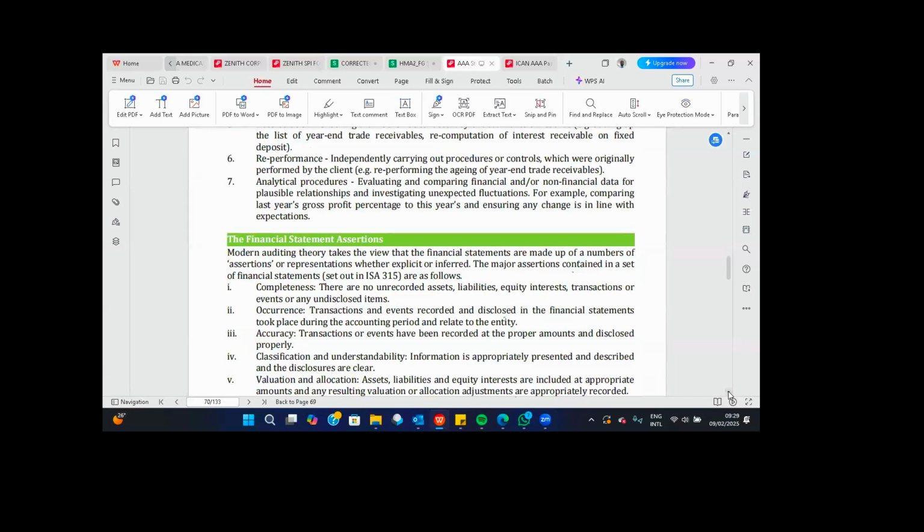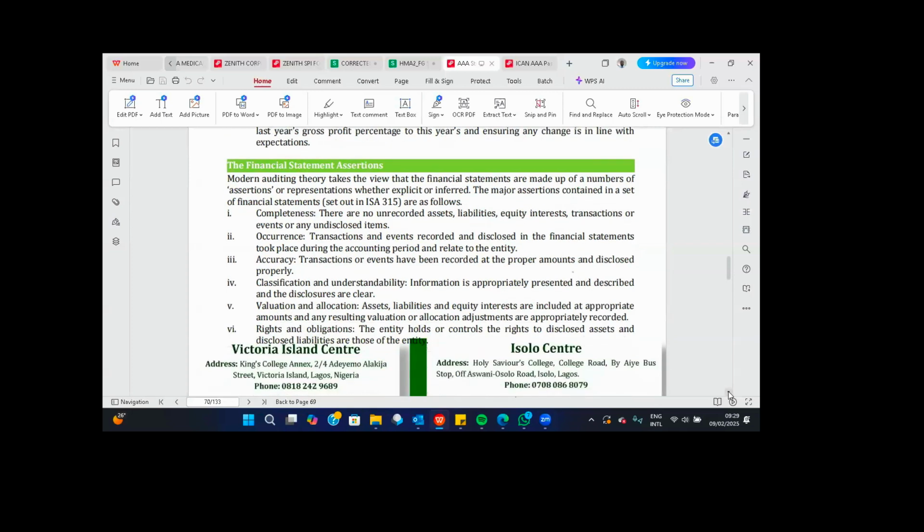What are financial statement assertions? Financial statement assertions are statements made by management confirming that the financial statement presented to the auditor do not contain any material misstatement. These are statements made by management to the auditor that the financial statement presented do not contain any material misstatement. And there are three types of financial statement assertion. We have assertion based on transactions and events. We have assertion based on presentation and disclosure. We have assertion based on account balances. Okay?